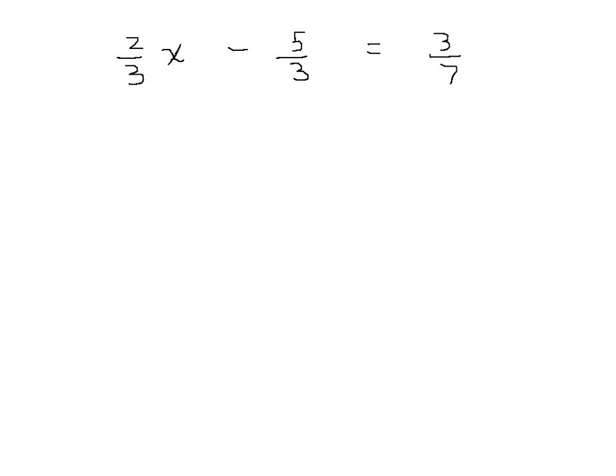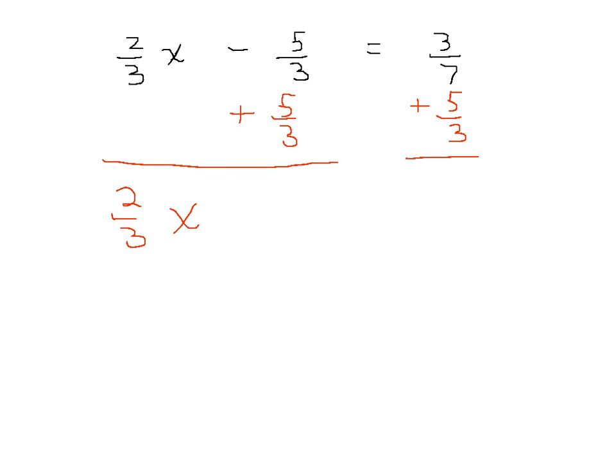So let's take a look at this problem. And when you just look at it a little bit, what you notice is that we have only x's on one side, and we have numbers on both sides. So to simplify it, I have to add 5/3 to each side. Okay, so now what I'm doing is simply working with fractions. And so what I want to add is 3/7 and 5/3.